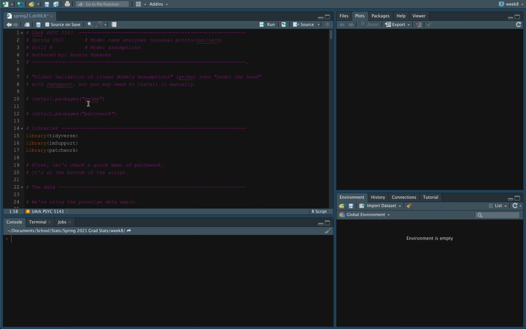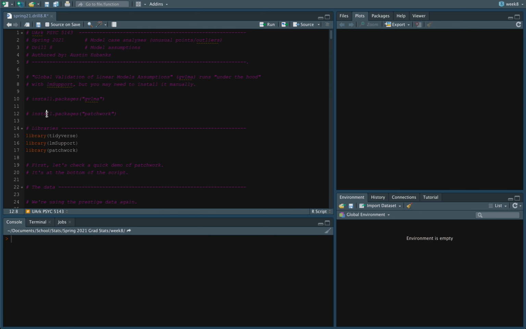There's a library called gvlma, which is the Global Validation of Linear Model Assumptions. I think this one might install with lm.support, because some of its functions use gvlma under the hood. I'm not 100% sure, so you might just want to double check in your packages and make sure that these are installed.